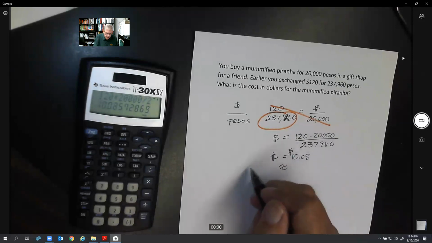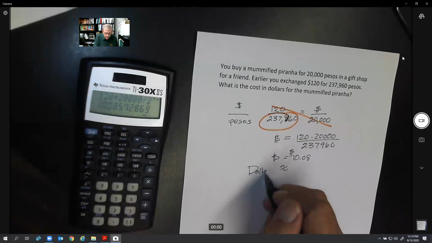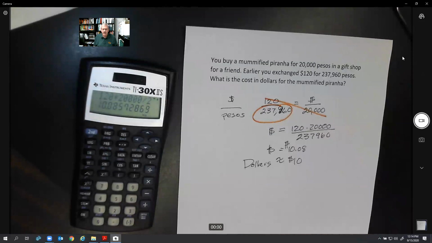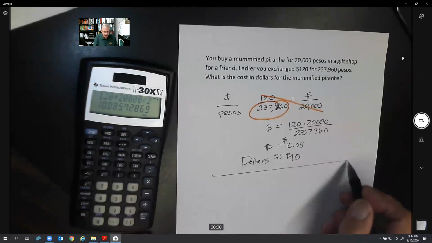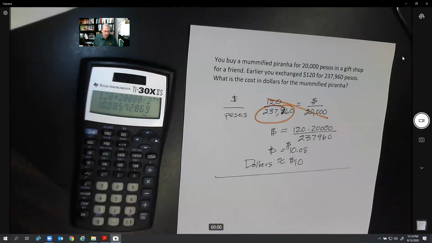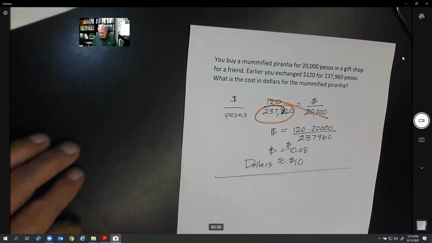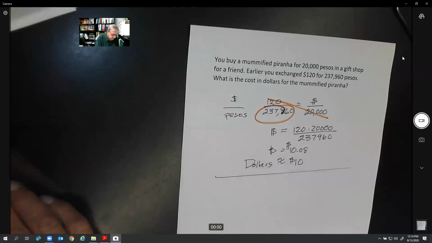So the number of dollars is equal to $10. So it was approximately $10 for this mummified piranha head. I guess that was, or fish, I should say. So I guess that's a pretty good deal. I don't know if you like those kind of things. All right, so that's what we mean by proportion.